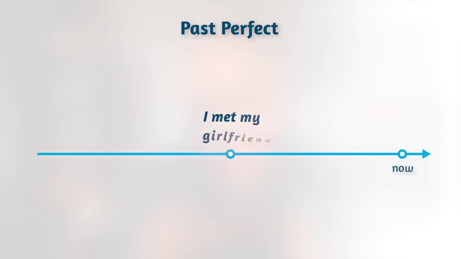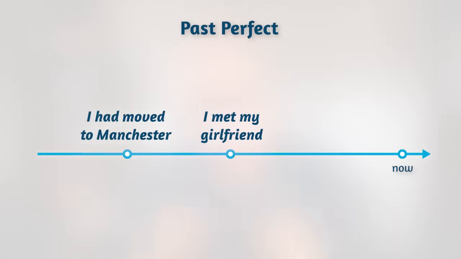I'm describing the past event of meeting my girlfriend, but I want to explain some extra information or why that happened. So I use the past perfect to talk about an activity that happened before that, right? I was living in Manchester, met my girlfriend, but 2 years before I had moved to Manchester. And that explains why I was in Manchester. Okay, we can use the past perfect for this.